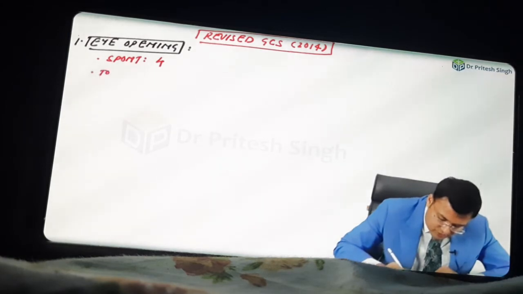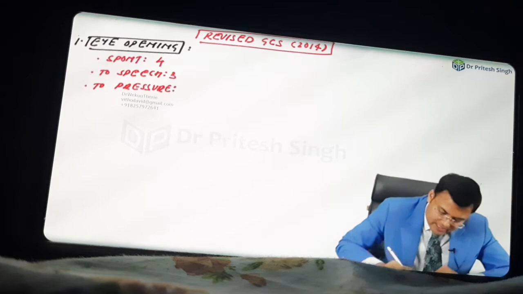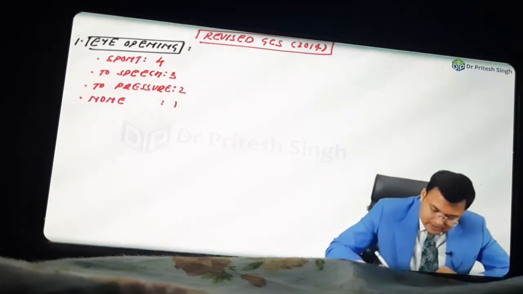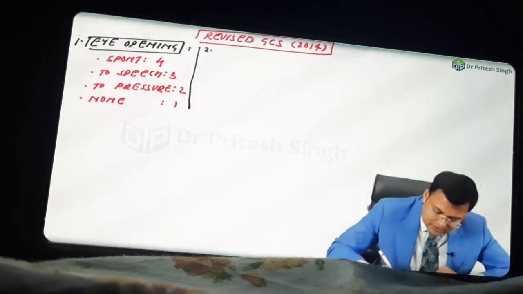If it is spontaneous, what is the score? 4. If it is to speech, the score is 3. If it is to pressure, it is 2, and there is no opening, so none, 1. After that, second is verbal response.